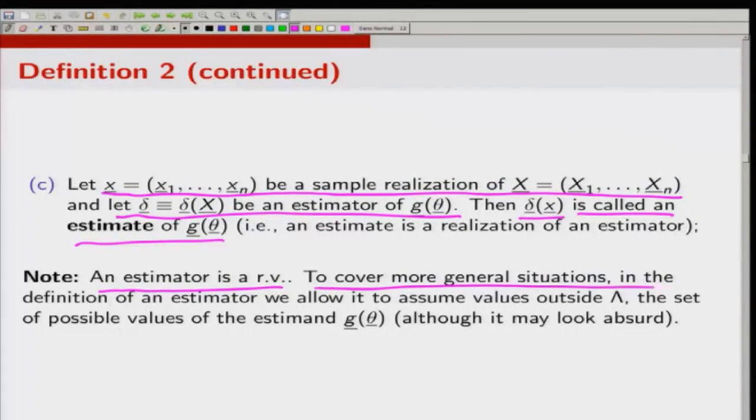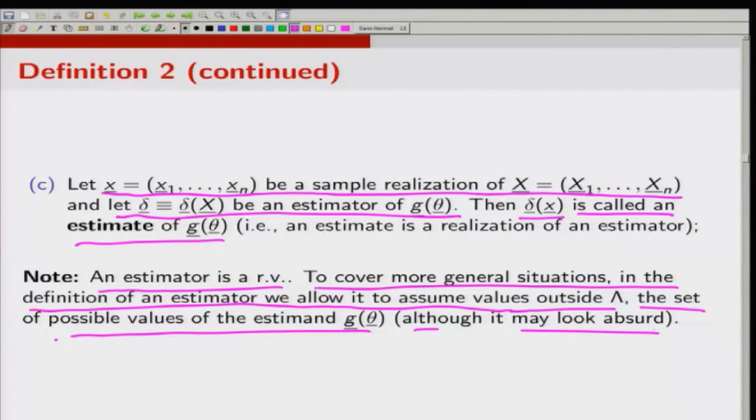To cover more general situations in the definition of an estimator, we allow it to take values outside lambda, which is the set of possible values of the estimate g(theta). Although it may look absurd, as we'll see in some of the examples, this is just to have a more general model. So what it basically implies is that, in generality, my estimator may take values which may not be possible values of the estimate.